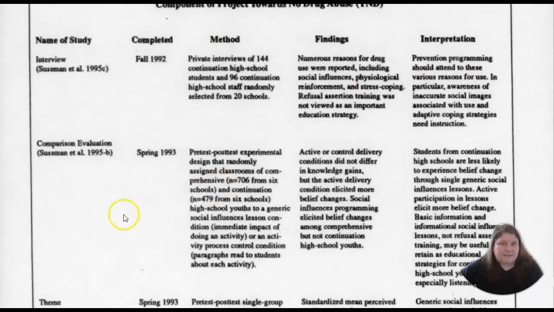So he has 5 different studies presented in here, and in the table you have the name of the study, when it was completed, what was the method, what they found, and then the interpretation of those results. So in his first one, he's looking at an interview, and in this study, they conducted interviews of 144 continuation high school students. They were looking at reasons for drug use, and then the interpretation is that preventative programming should attend to the various reasons students are using drugs.